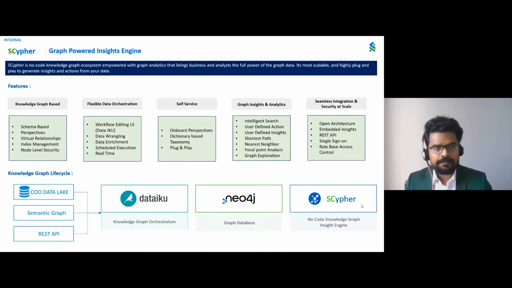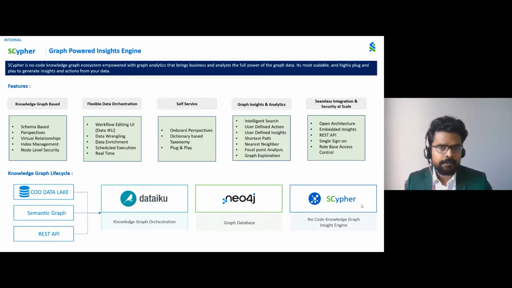So what is Cypher? Cypher is a no-code knowledge graph based insight engine. It absolutely empowers the business with graph analytics, and it's highly scalable and highly plug and play to generate insights and actions from our bank's data. Traditionally we moved from stitching the data with relational databases to an enterprise knowledge graph.